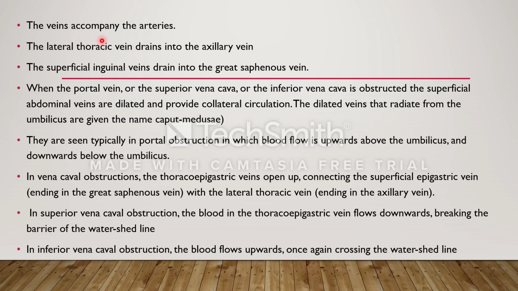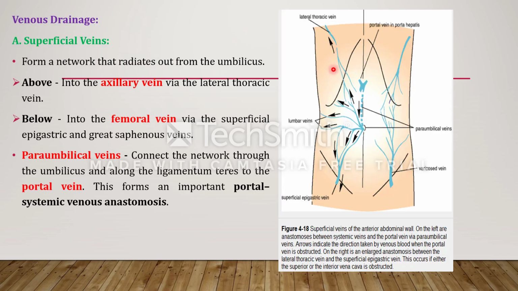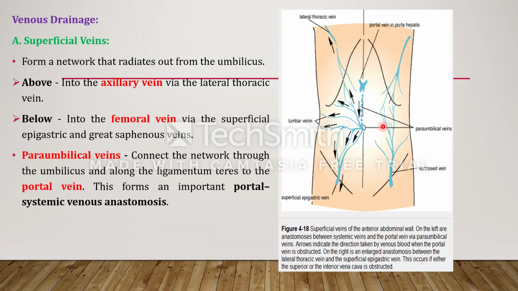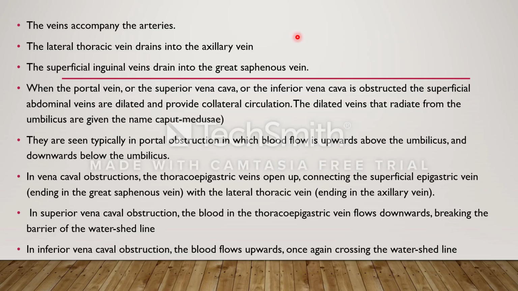So the veins accompany the arteries. The lateral thoracic vein, as I have already told you, will drain into the axillary vein. Then the superficial inguinal vein will drain into the great saphenous vein. But sometimes, if there is portal vein blockage or obstruction, the portosystemic anastomosis will work. They will form the dilated veins here, which are named caput medusae, and the portosystemic anastomosis will drain all the area into the systemic vein.